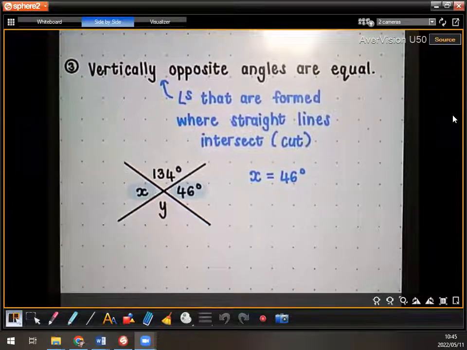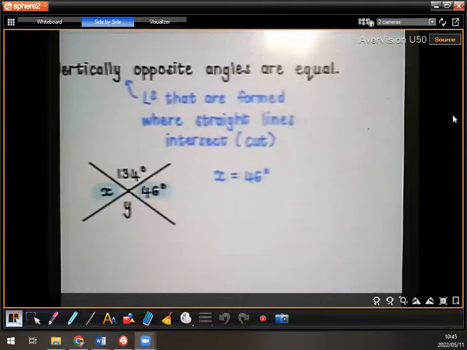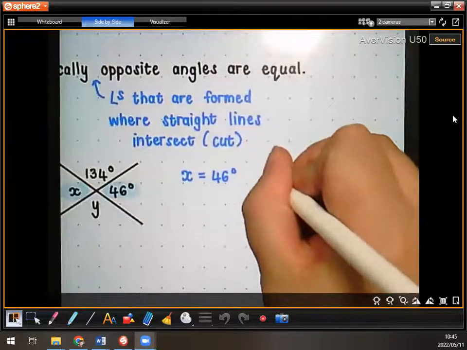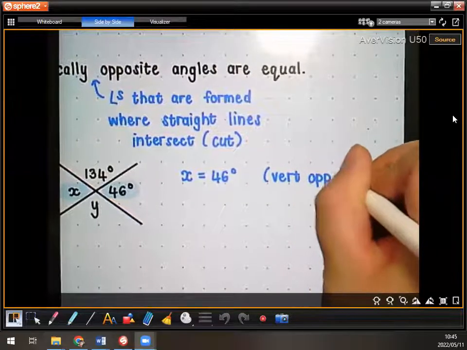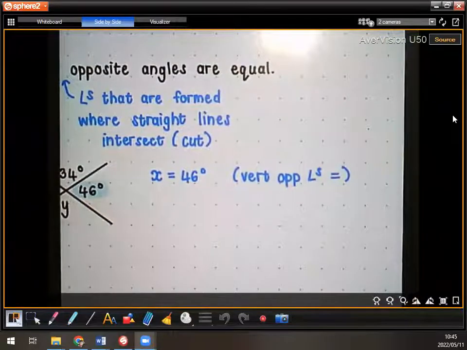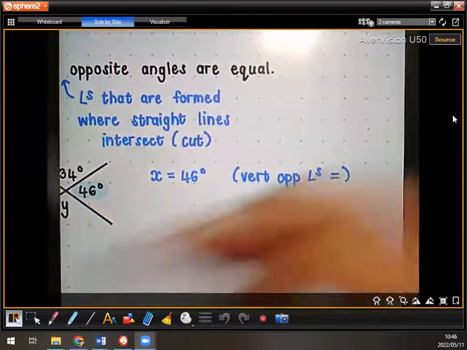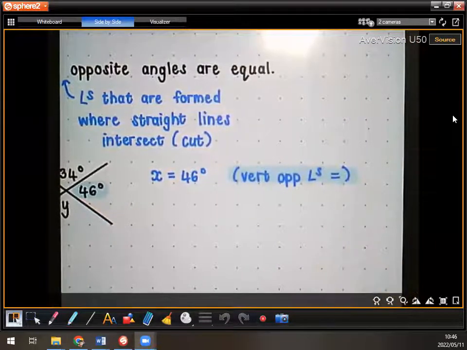So the angle x is just equal to the angle that's opposite x, right? The reason is vert opp angles equal. You are allowed to use the equal symbol. That is the reason that we have to use. Please, vert opp angles equal. Every time you use it, you need to write that down.